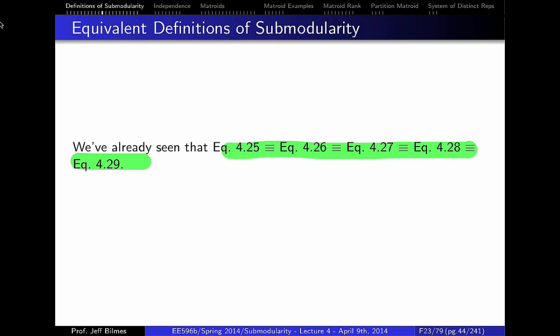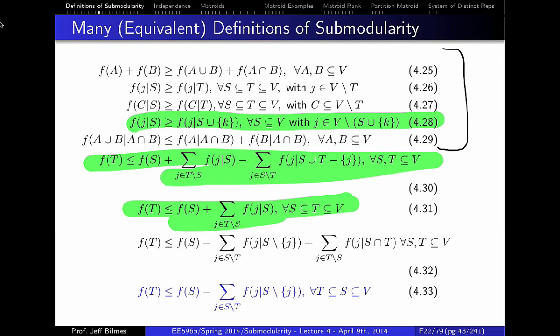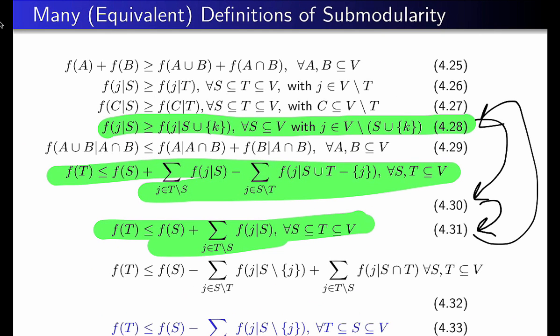So what we're going to do is show that 2.8 implies 3.0, which implies 3.1, which implies 2.8. Let me just give you a minute to parse these. Just stare at them for like 15 seconds or something.